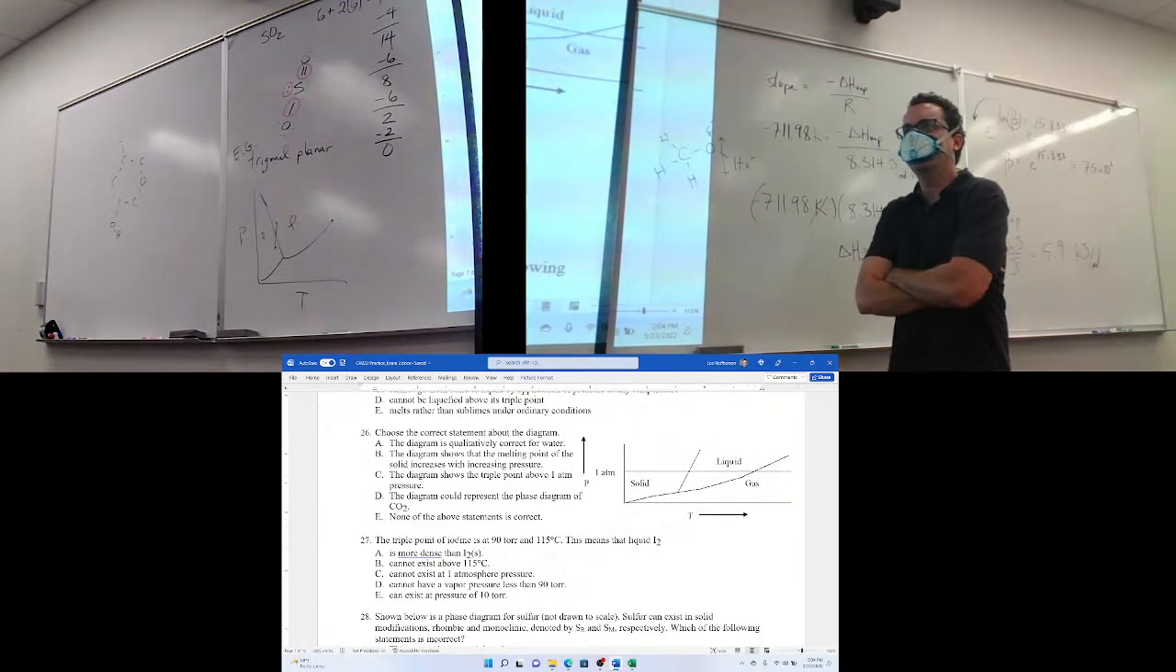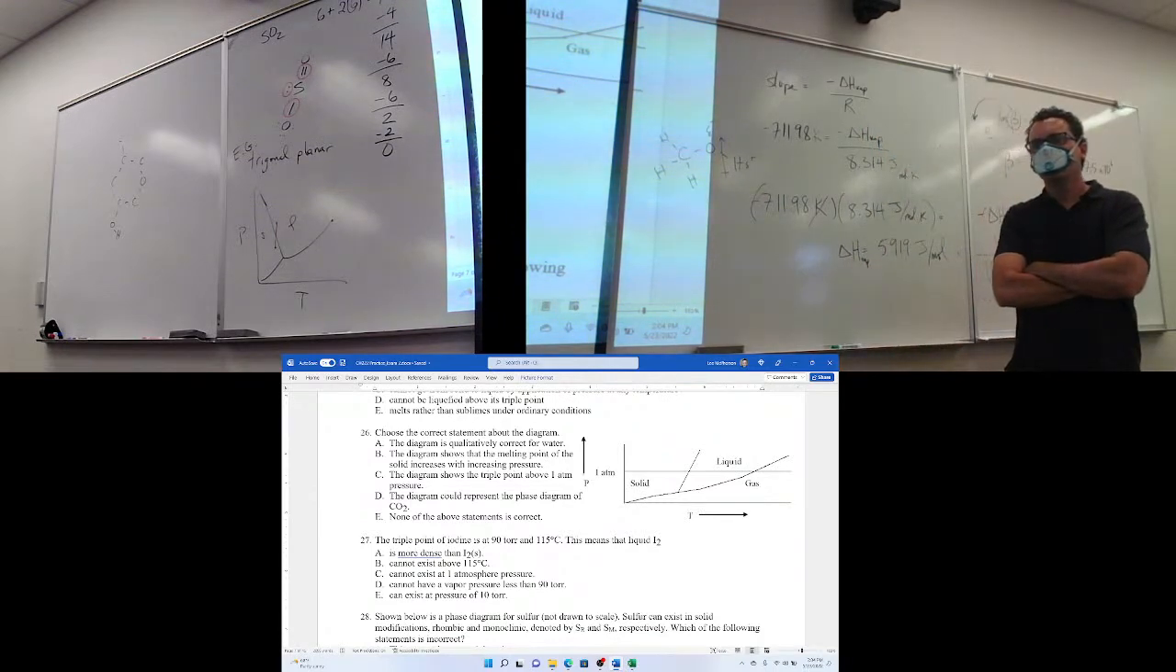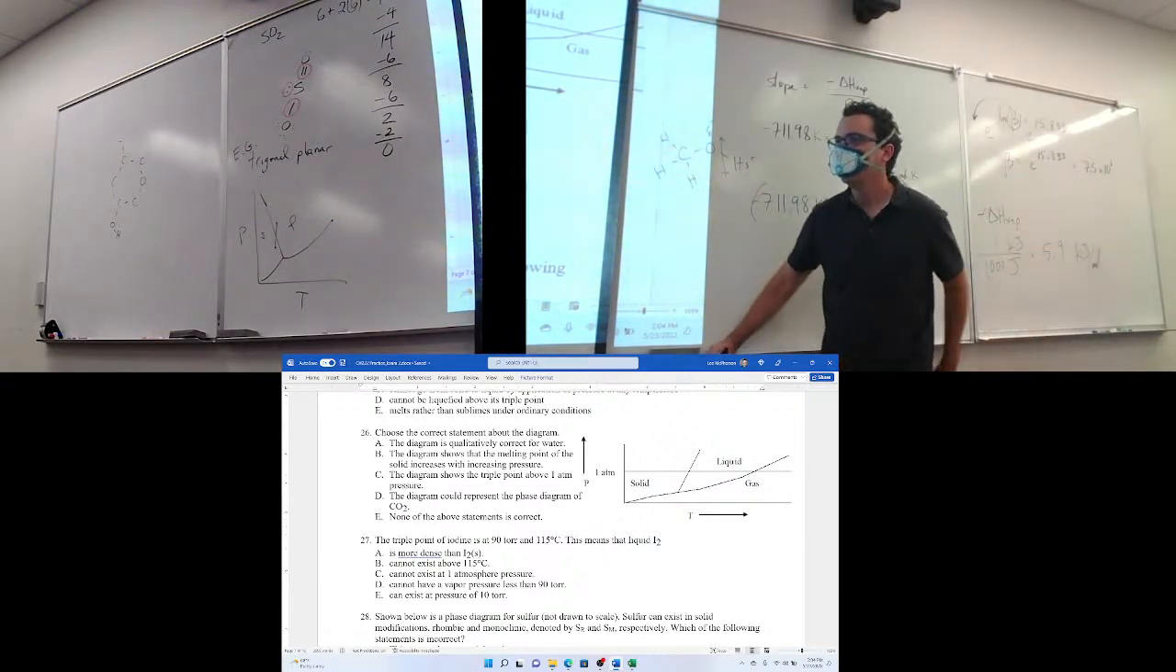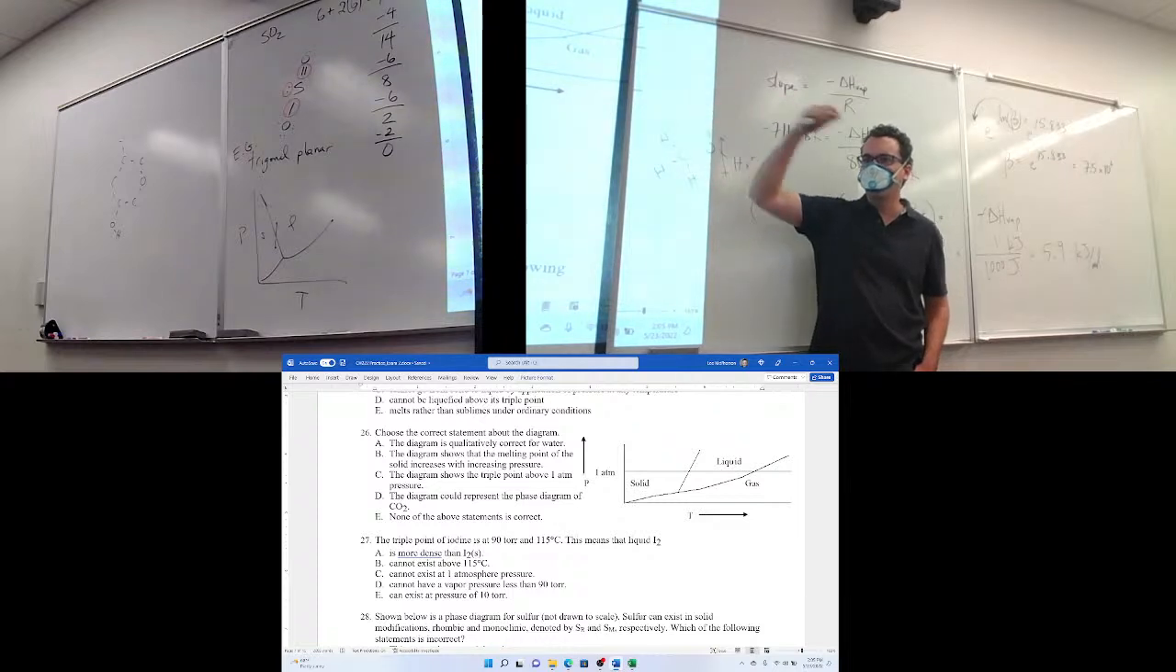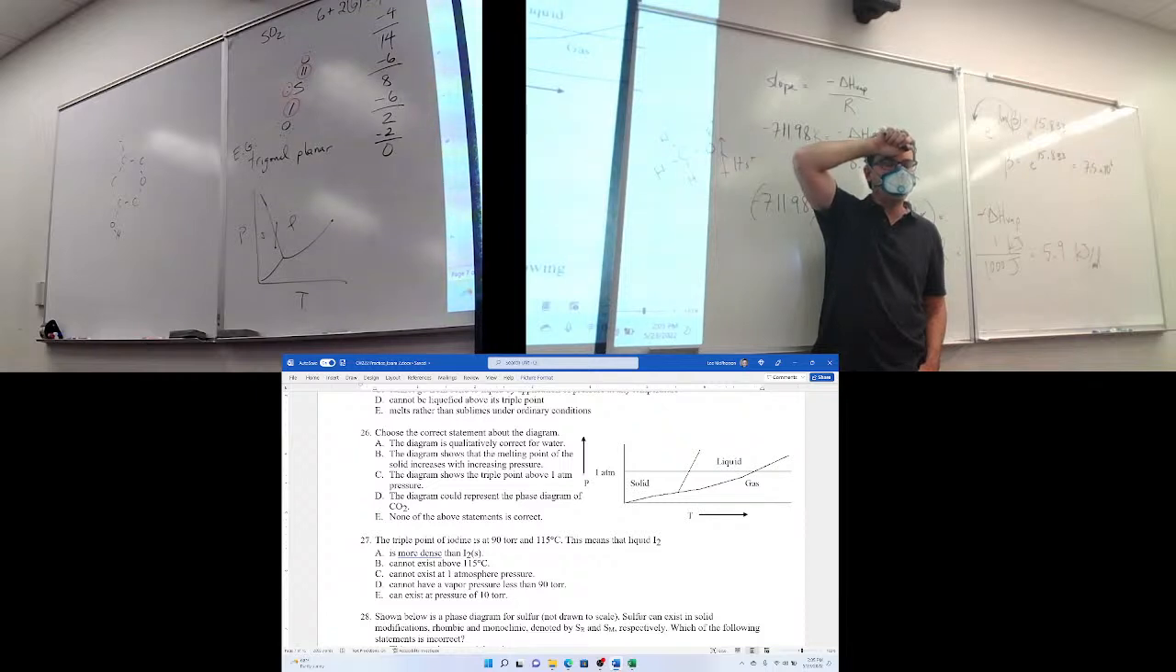Question: even if we didn't know, are we supposed to have an image of what the phase diagrams look like for the common compounds? So we talked about water, with the negative slope for liquid to solid. And for the rest of them, I think you should. I mean, we've talked about CO2 as an example.